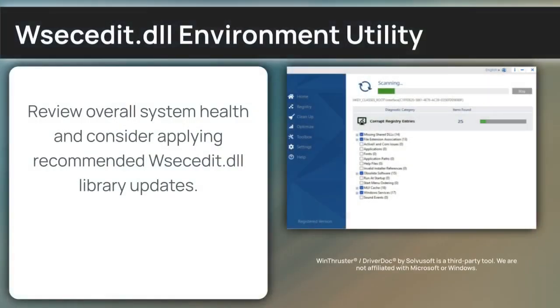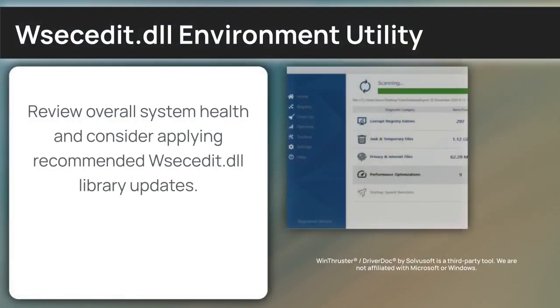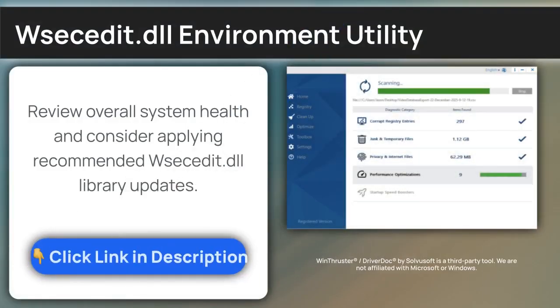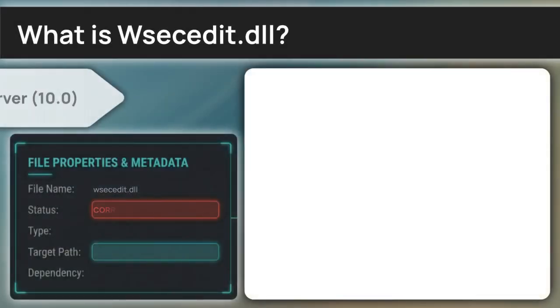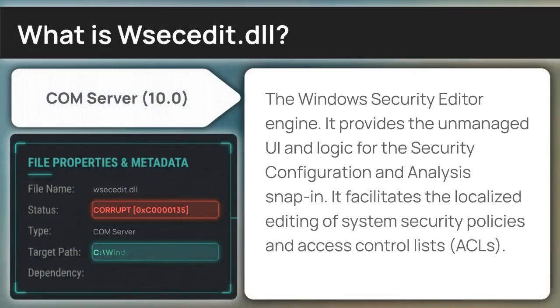To start our guide for Wsecedit library, you can follow the manual steps or use the suggested tool for workstation health. This is the Wsecedit library, the Windows security editor engine. It provides the unmanaged UI and logic for the security configuration and analysis snap-in. It facilitates the localized editing of system security policies and access control lists, ACLs.